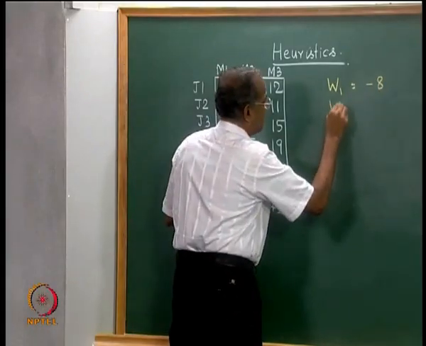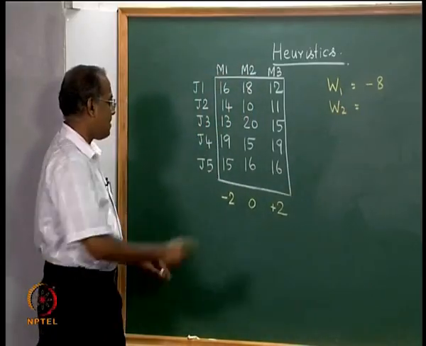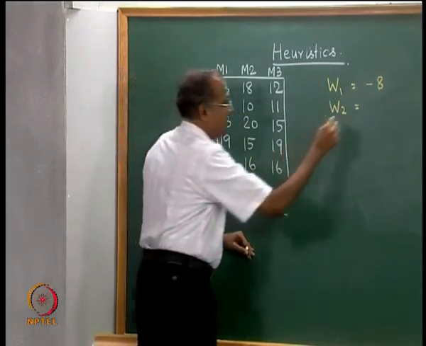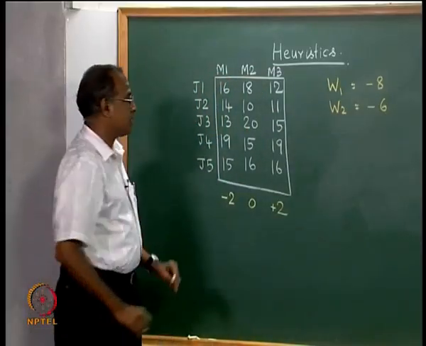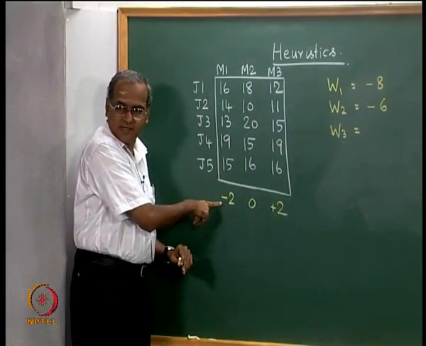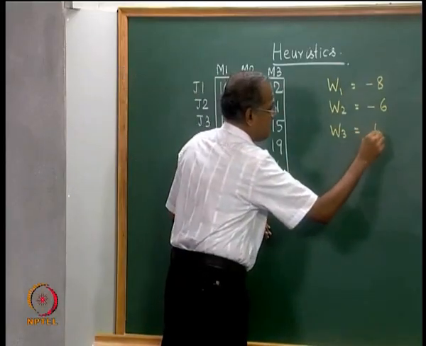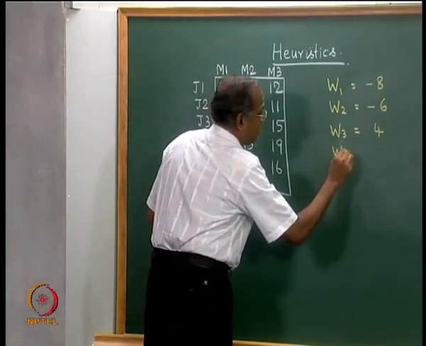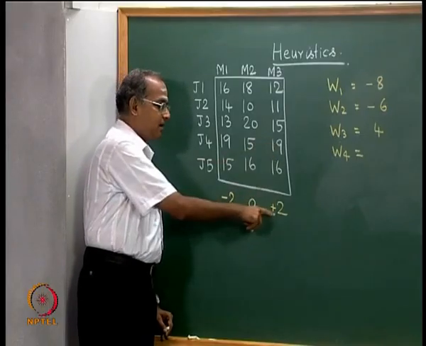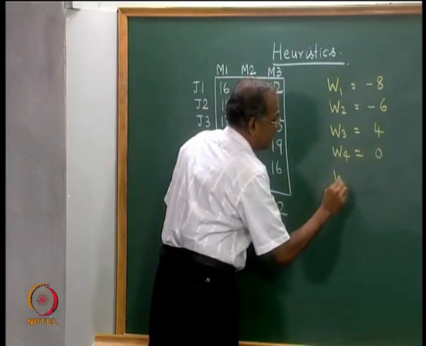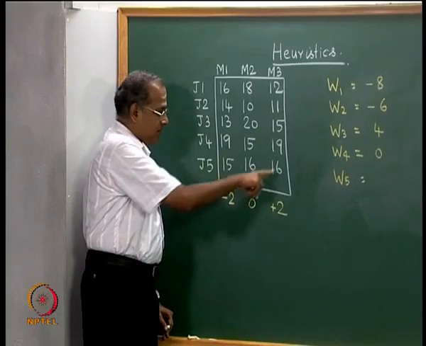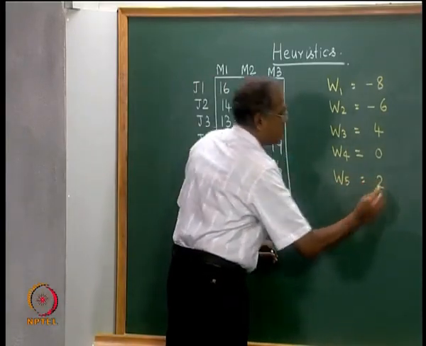Now W2 will be 14 into -2, which is -28, -28 plus 22 is -6. W3 will be 13 into -2, -26, plus 15 into 2, 30, which will be 4. W4 will be 19 into -2, -38, plus 19 into 2, plus 38, 0. And W5 will be 15 into -2 is -30, plus 16 into 2, 32, so it will be +2.